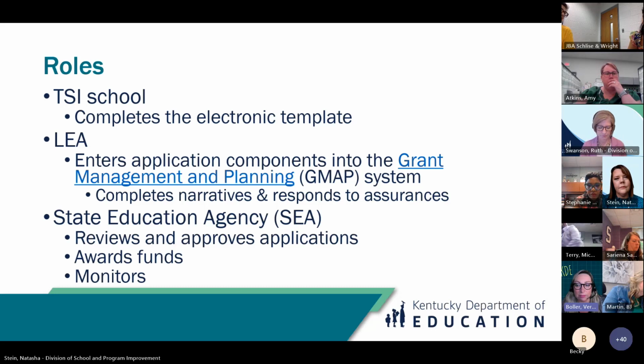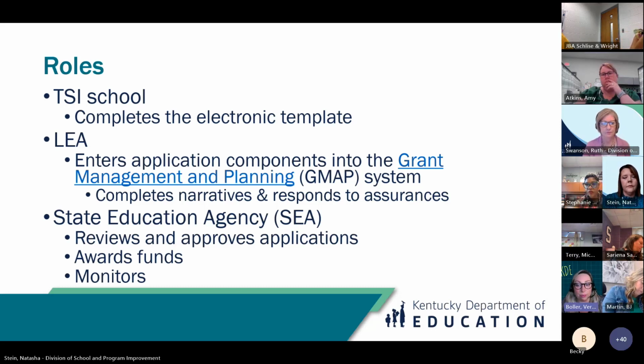Generally, the access to GMAP is only granted to district level staff, so that's why your assistance is needed there. Also, district level staff are responsible for completing some narrative questions, and they respond to a set of assurances. Those questions are only included in the GMAP system, so do not be alarmed that you're not seeing those on the electronic template. They will be in GMAP.